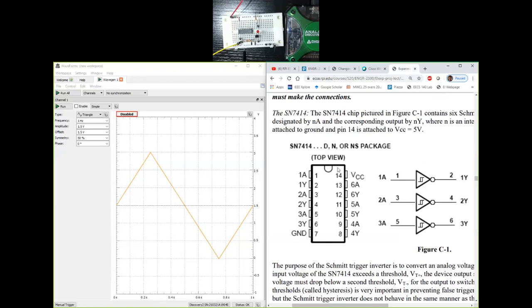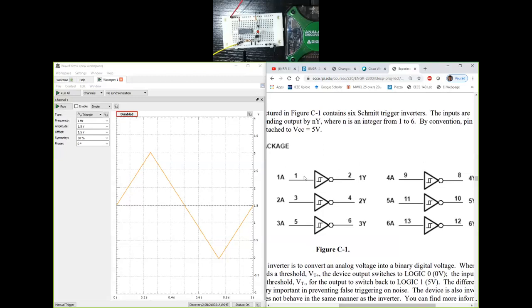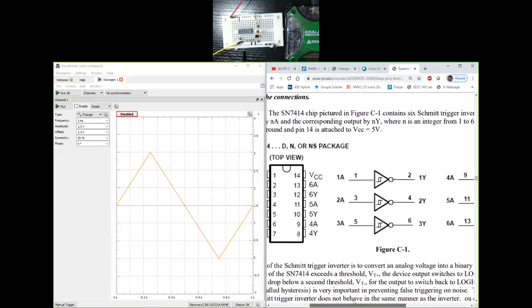After that, it is operational, and then you can use the 6 inverters that are inside it. We only need one of them, so we are just using pin 1 and 2. You could use 3, 4, 5, 6, and so on. So you have 6 options. We are just using the first one.